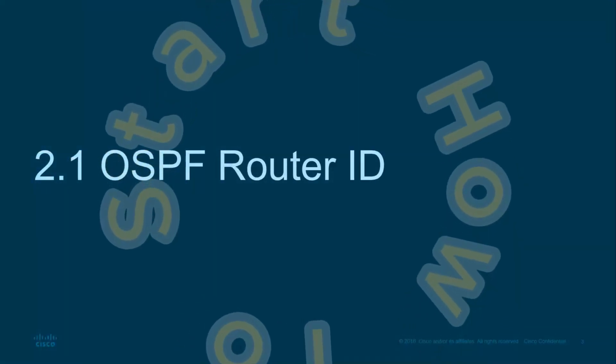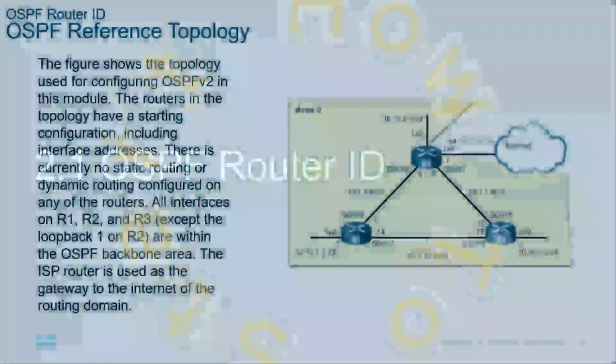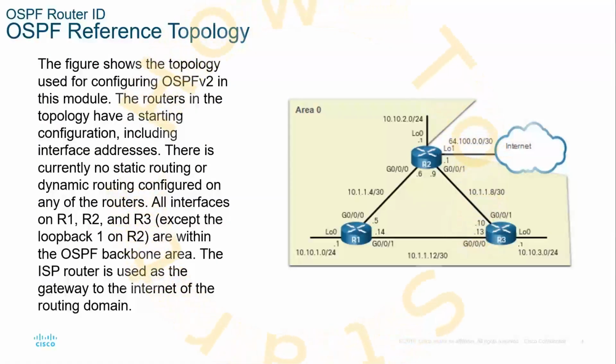Let's talk about OSPF router IDs. So in this figure, we look at 3 routers. We see that they have the appropriate networks. This is a 10.10.1.0 network. This is a 10.10.3 network. This is a 10.10.2 network. And they have the appropriate networks and subnet masks between the routers. But in this network, there is no static routing, there is no dynamic routing, there is really nothing.